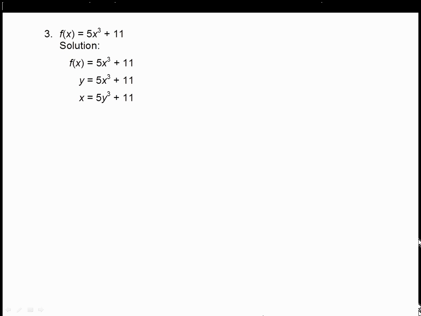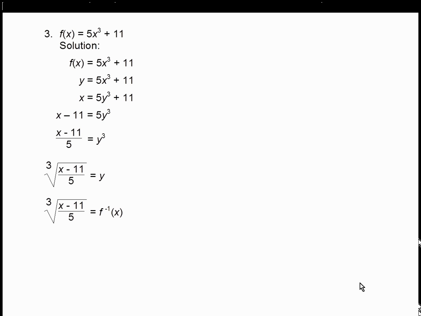So I'll have x minus 11 is equal to 5y cubed. Okay, we divide everybody by 5. So I'll have x minus 11 all over 5 is equal to y cubed. Okay, to undo the cube, we take cube roots of both sides. I'm going to have the cube root of x minus 11 all over 5 is equal to y. Now replace y with f inverse of x. So I'm going to have the cube root of x minus 11 over 5 is equal to f inverse of x. And again, we like to have the function on the left, so our final answer will be f inverse of x is equal to the cube root of x minus 11 all over 5. And again, please do not rationalize the denominator. It's extra work to accomplish nothing.